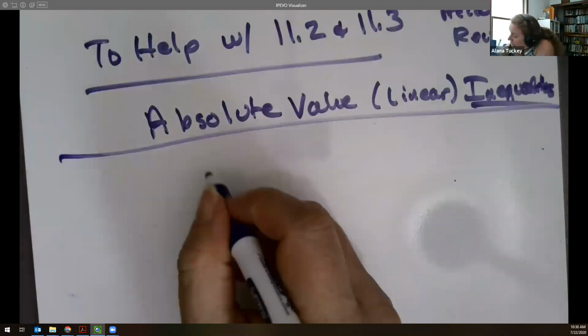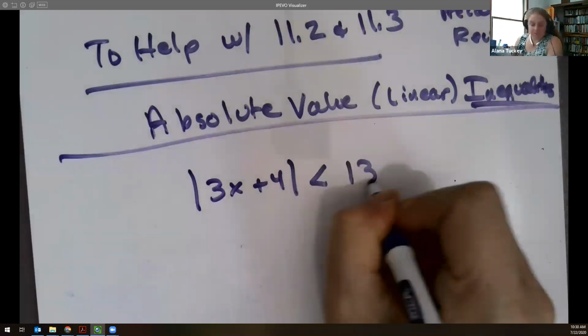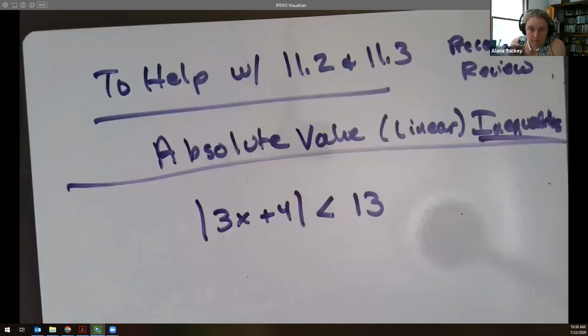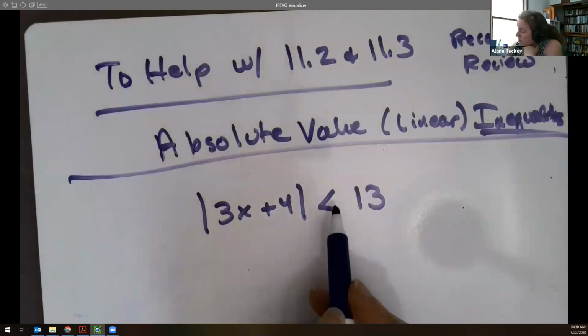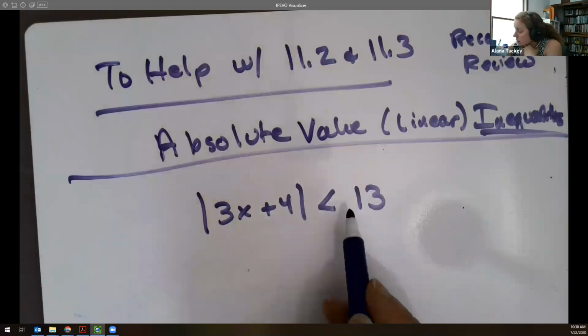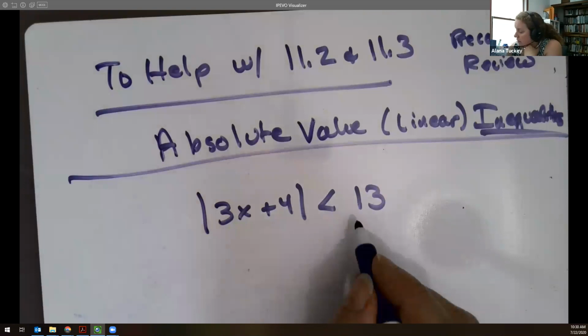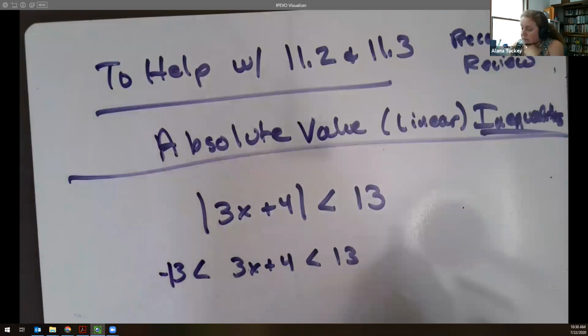All right, so |3x + 4| < 13. So grab a sheet of paper, write it down because it'll help you. Yes. Hopefully you have paper. All right. So the way these work, you can do them a couple ways, but the easiest way is to turn it into a double inequality. So you make this turn into -13 < 3x + 4 < 13.